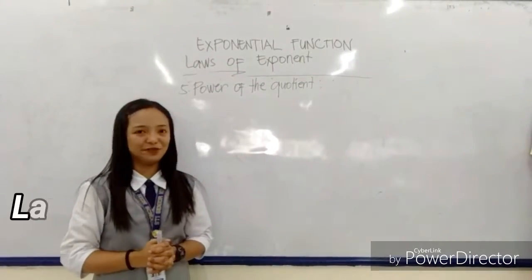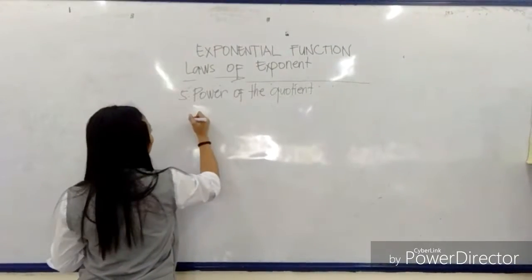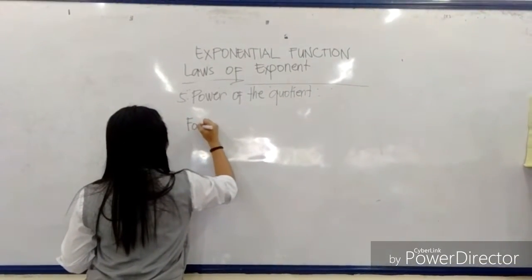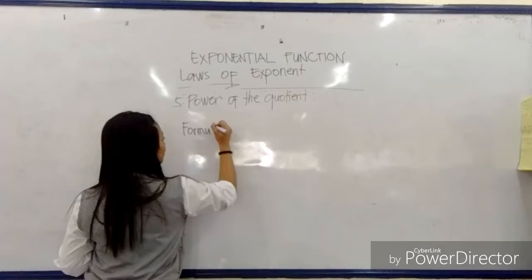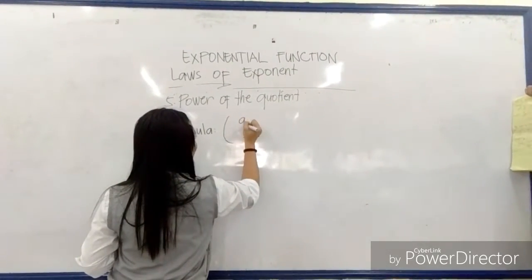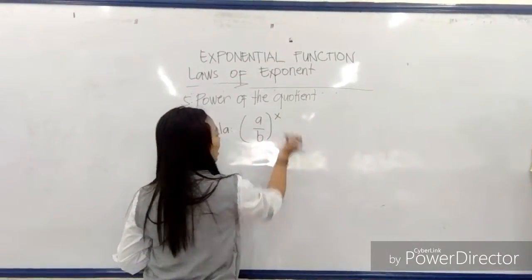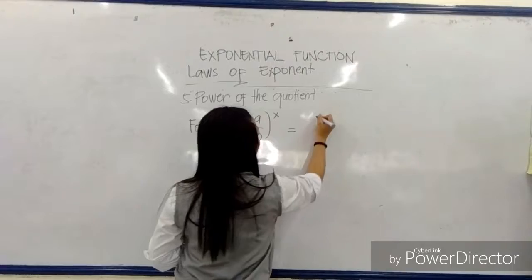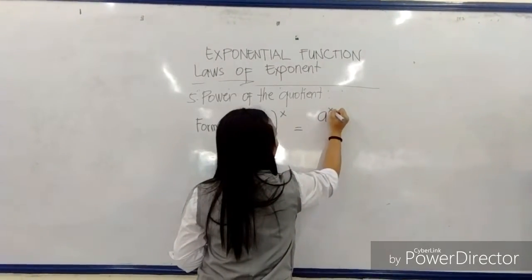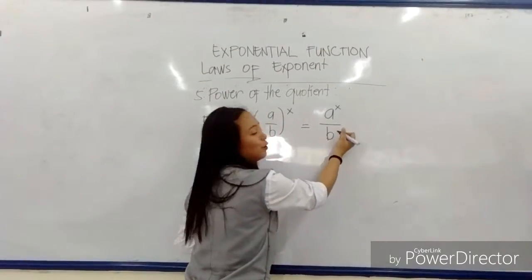Law of exponent number 5. Power of the quotient. The formula is quantity a over b raised to the power of x is equal to a raised to the power of x over b raised to the power of x.